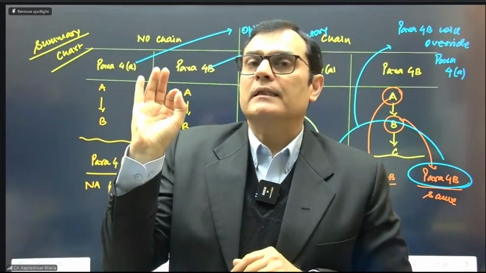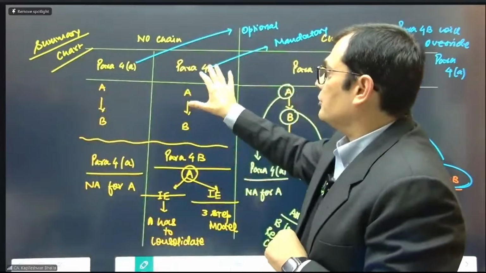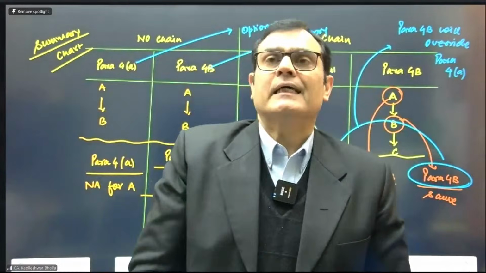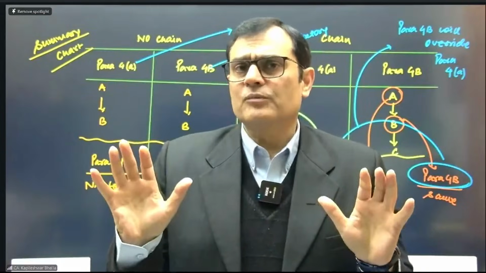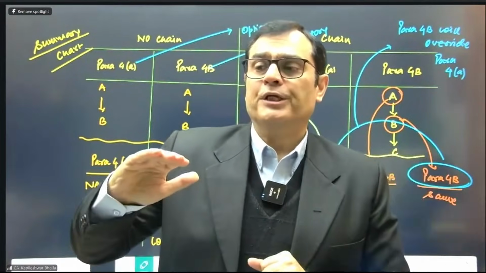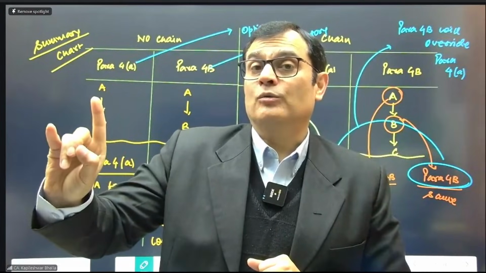No chain means para 4A is out of the picture, and para 4B can trigger only and only if A is an investment entity, and I'll evaluate based on the three-step model. So without a chain, life is simple. 4A is out of the picture, and 4B is going to be applied in this particular case only if A is an investment entity.